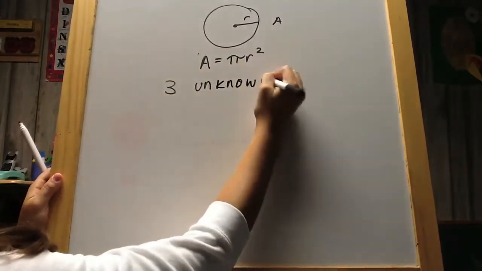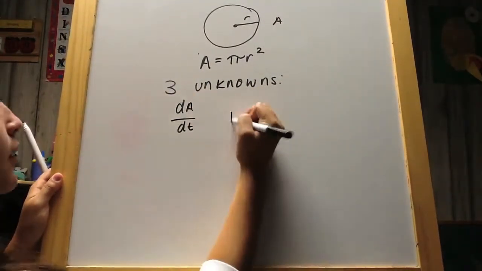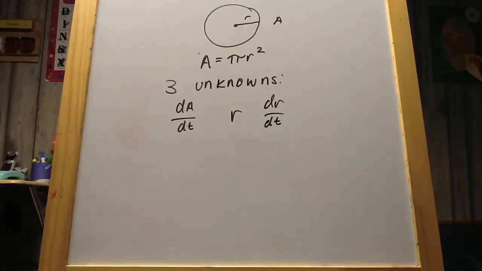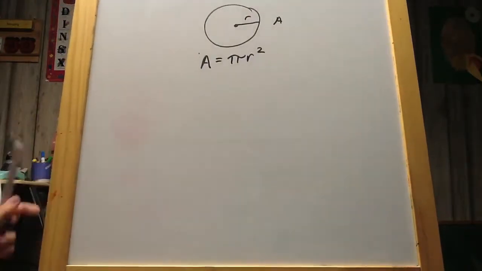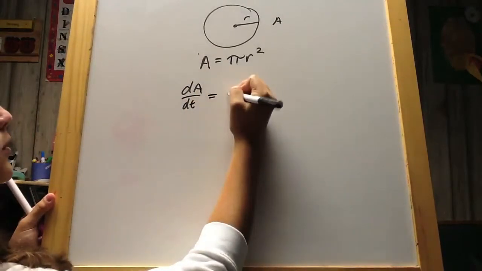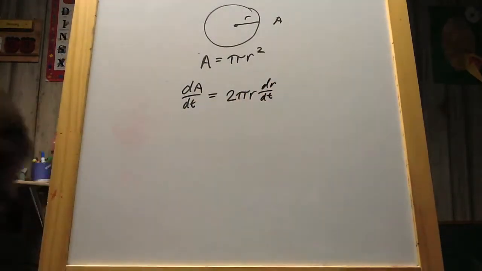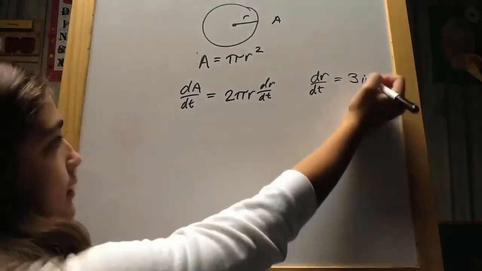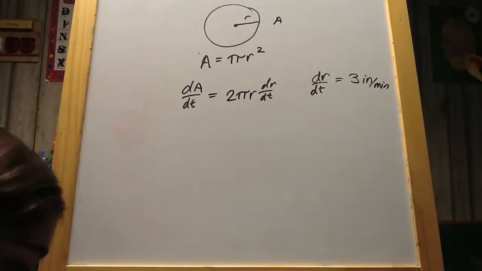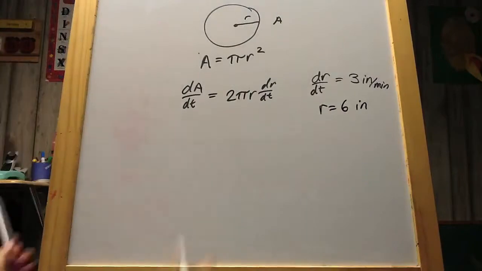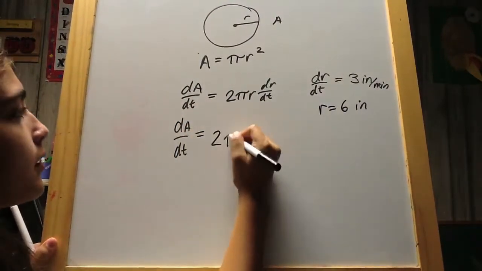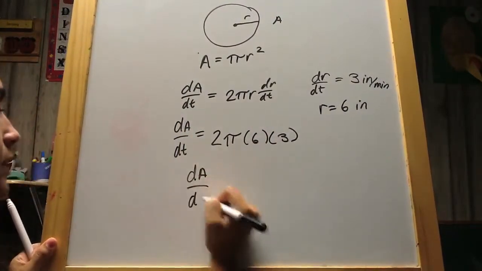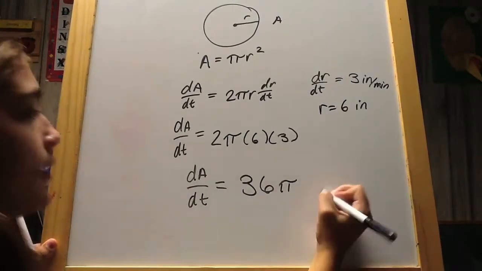Now at this point we have three unknowns, dA over dt, r, and dr dt. We need to know two of these things in order to find the third, so a typical problem may say that a circle is increasing in radius at a rate of 3 inches per minute and ask you to find the rate that the area is changing when the radius is 6 inches. So now you just plug in the values and solve, and you get 36 pi inches squared per minute.